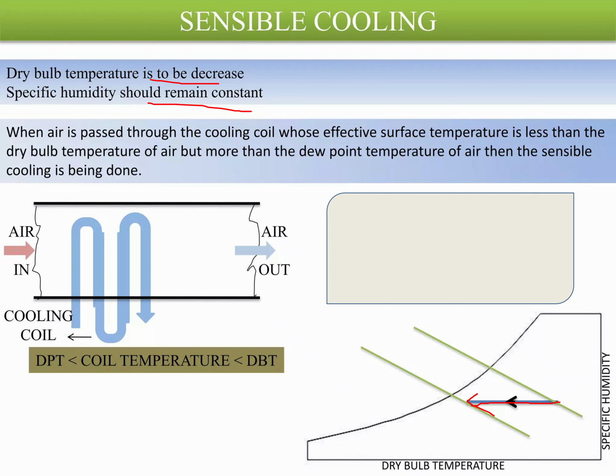So when sensible cooling happens, we know in our evaporator or in a refrigerator or air conditioner, we use an evaporator coil or cooling coil. So this cooling coil acts by this mechanism. How? When air passes through the cooling coil whose effective surface temperature is less than the dry bulb temperature of the air but more than the dew point temperature of the air, then sensible cooling is done. That is the scenario that happens in the cooling coil of the refrigerator.